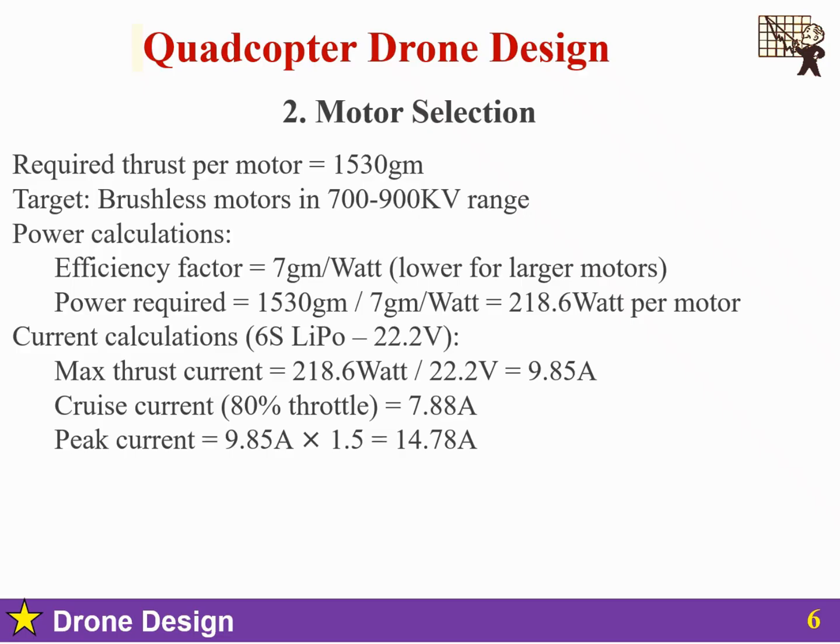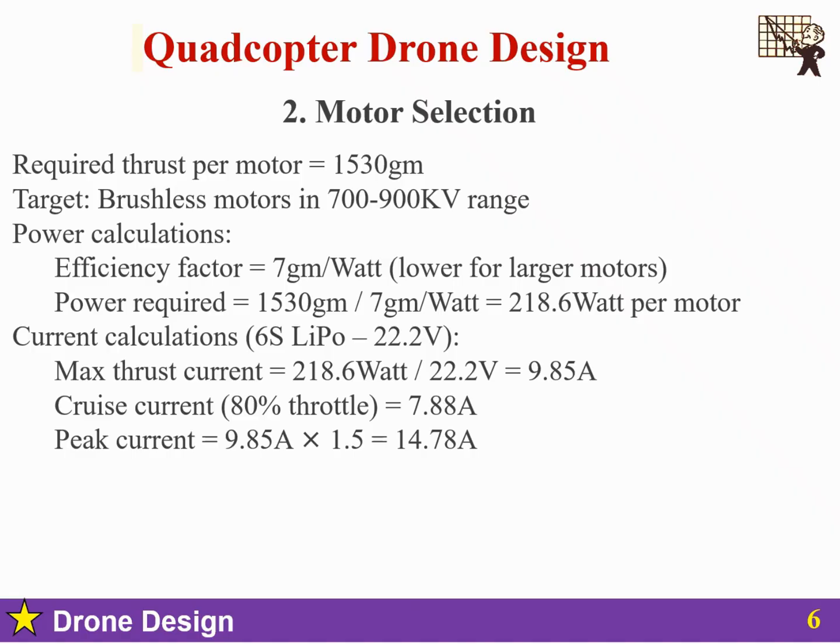Notice our efficiency factor has decreased to 7 grams per watt compared to 8 grams per watt for the smaller drone. This isn't a mistake. Larger motors generally have slightly lower efficiency due to increased electromagnetic losses and mechanical complexity. This is a fundamental scaling principle in electric motor design. The power required per motor would be 1530 grams divided by 7 grams per watt. So that is equal to 218.6 watts per motor. This is over 3 times the power of a 1 kg drone. The power requirement scales more than linearly with size due to decreased efficiency.